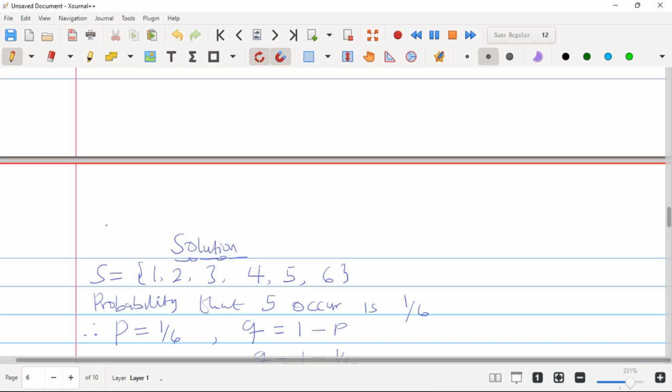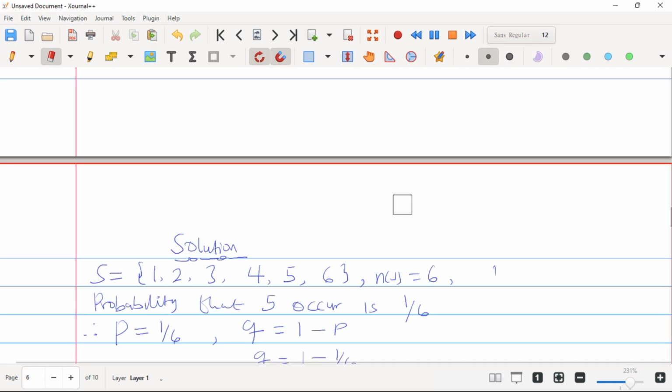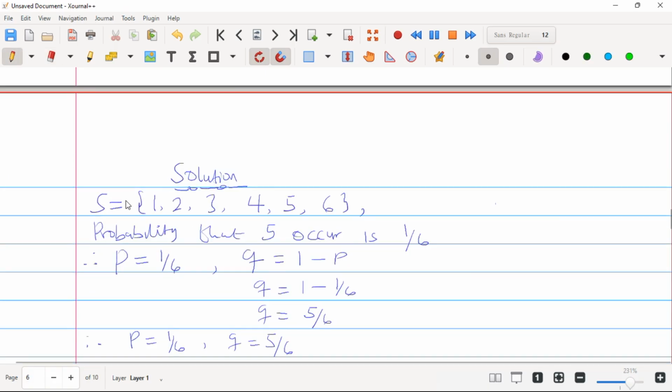We have 1, 2, 3, 4, 5, and 6, and we just want to find the probability that 5 occurs. The probability that 5 occurs is 1 over 6, as given in the question, because there are 6 outcomes here. So our n(x) is equal to 6, and our outcome of interest, the 5, occurs once. We have only 5 occurring, so the probability is 1 over 6, as given in the question. That 1 over 6 is the probability of success.